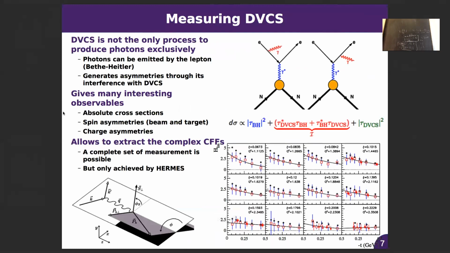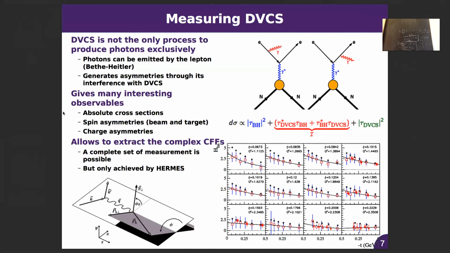Okay, so about measuring DVCS, we always still talk about measuring DVCS, but what we measure is not DVCS. What we measure is electron production of a photon, because there are two processes. The other process is the Bethe-Heitler, where the photon is produced by the electron, and those two interfere, and it's actually a blessing, because that actually is where all those asymmetries come from.